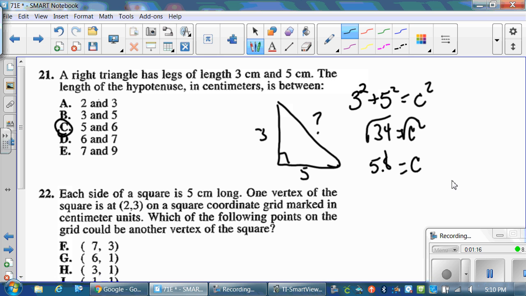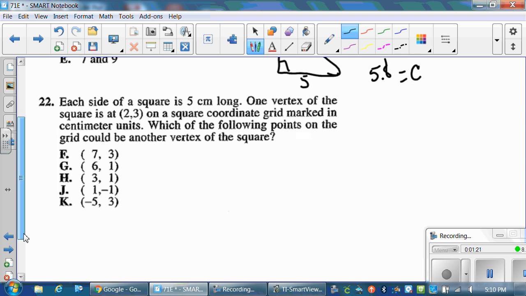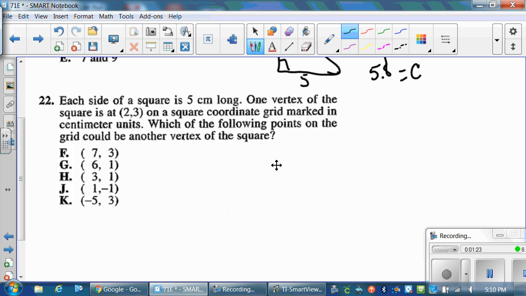All right, each side of a square is 5 centimeters long. One vertex of the square is at 2, 3 on a square coordinate grid marked in centimeter units. Which of the following points on the grid could be another vertex of a square? Try to draw this out and be as neat as you can, which is really hard to do on a smartboard when you're writing on a laptop. So 2, 3 is going to be here, and I need the side to be 5 centimeters long.